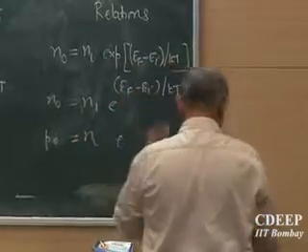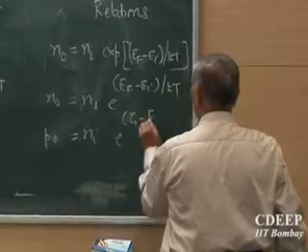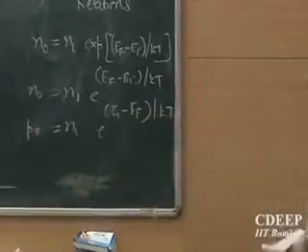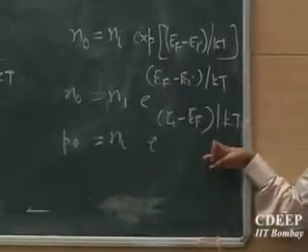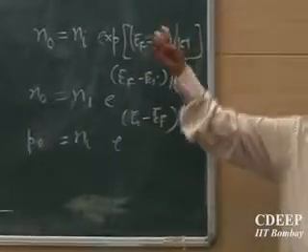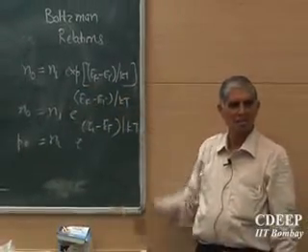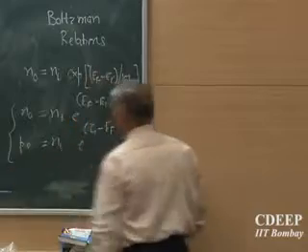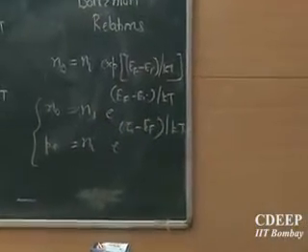What should I write here? Now do it for NV, equal to NV for P0 and NI, to get this. These two relations are essentially called Boltzmann's relation.